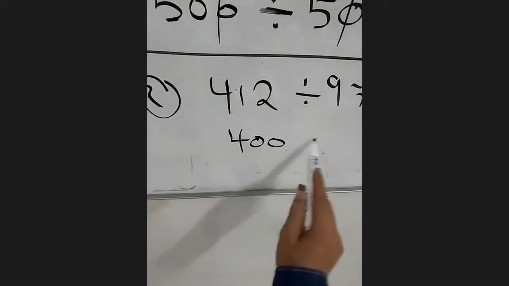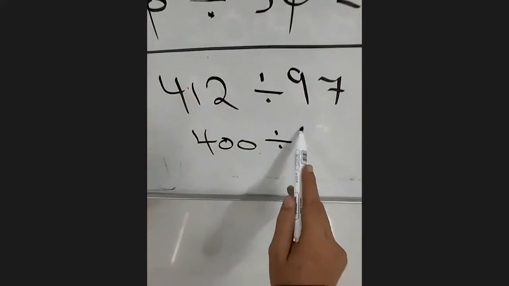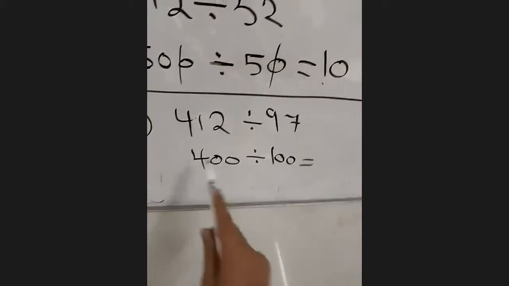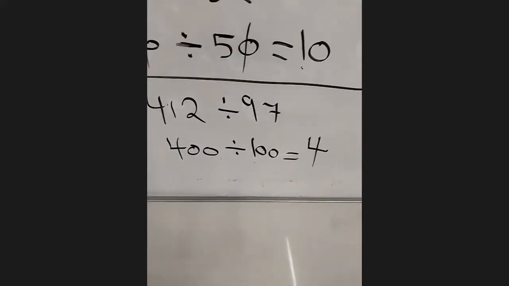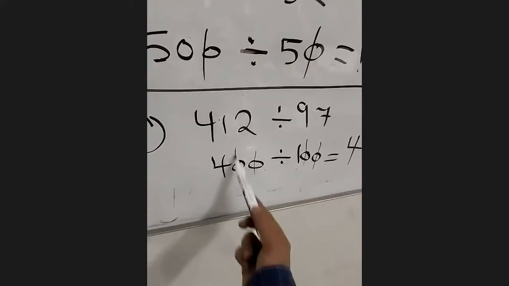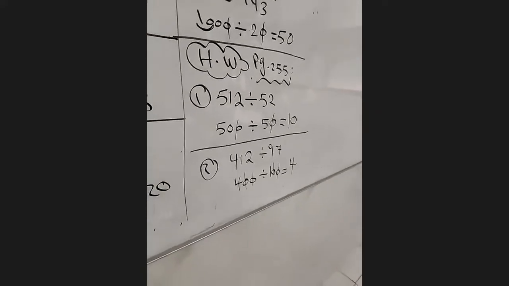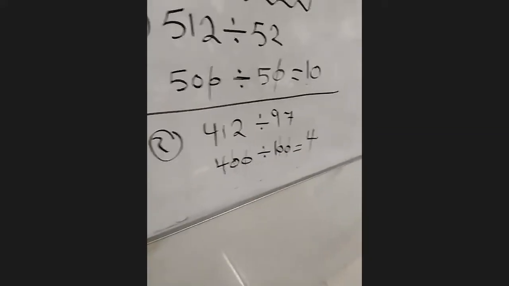97 is very close to 100, right? Yes, so we make it 4 divided by 100. 4 divided by 1 is 4. And we cross 2 zeros with 2 zeros, so it is only 4. Excellent, thank you. This is question 2, guys. Write the second step under the question here.